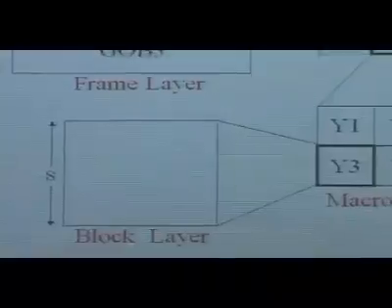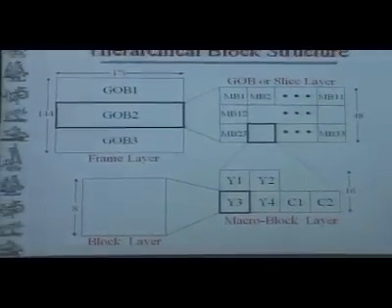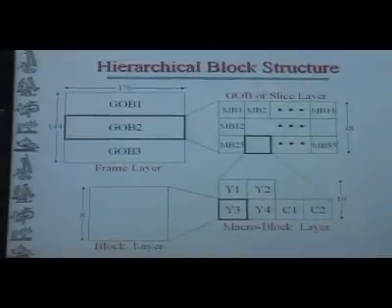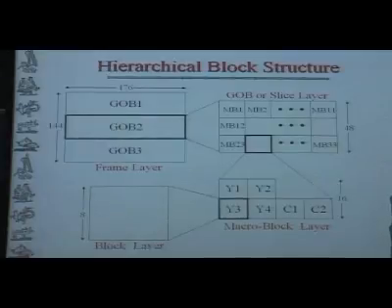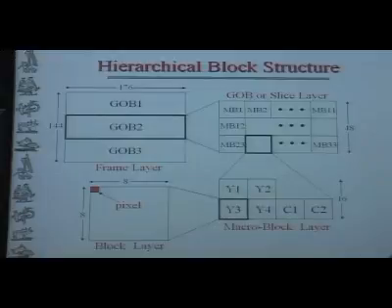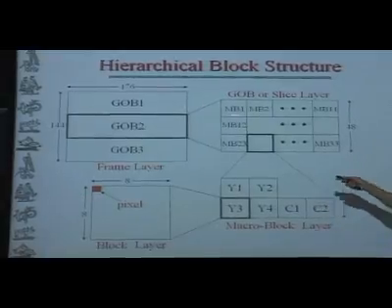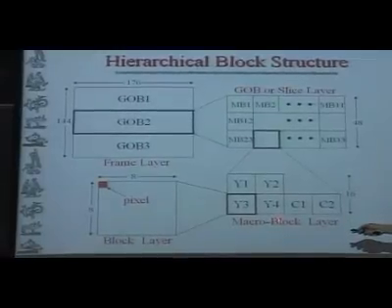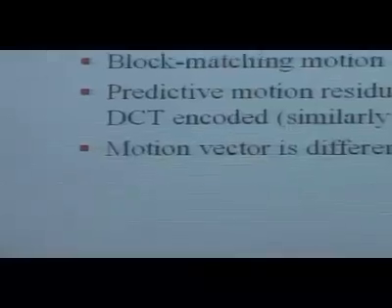After you do motion estimation, each of these 8 by 8 blocks will be grouped together, fed into the DCT, through quantization, through entropy coding, and coming out as the bit stream. This is the hierarchical layer of H.261, and this is the block structure. I'm going all the way from the frame level to the group of blocks level, to the macro block level, to the block level, to the pixel level. Those are the hierarchy.